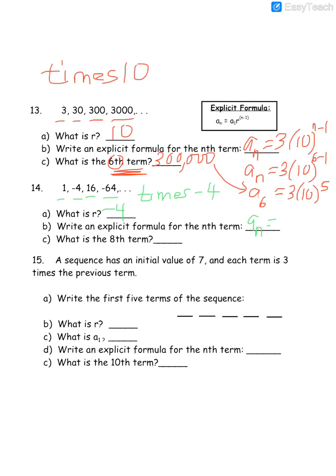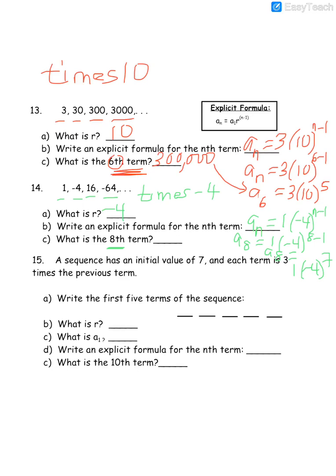So a sub n equals, my first term is 1. My r is -4 to the n minus 1. Okay, there's my explicit formula. What is the 8th term? So this is my n. So a sub 8 equals 1 times -4 to the 8 minus 1. So technically, I am doing 1 times -4 to the 7th power.